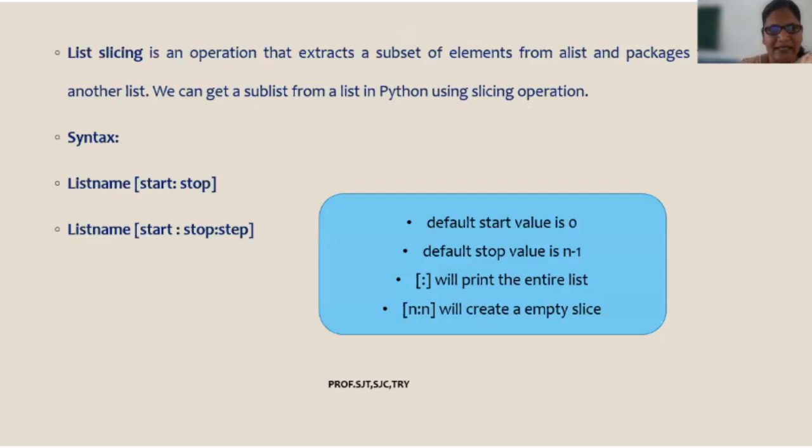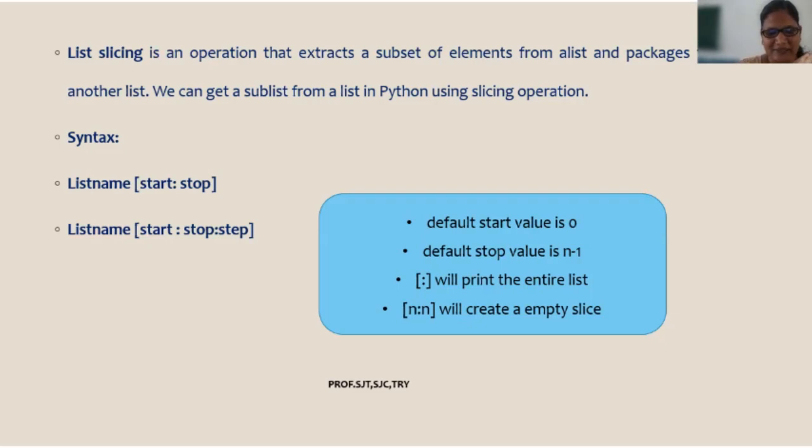What is meant by list slicing? List slicing is an operation that extracts a subset of elements from a list and packages them into another list. We can get a sublist from a list in Python using slicing operations. Syntax for list slicing: list name with two operators, start and stop. In another syntax, I use three parameters: list name followed by start, stop and step.